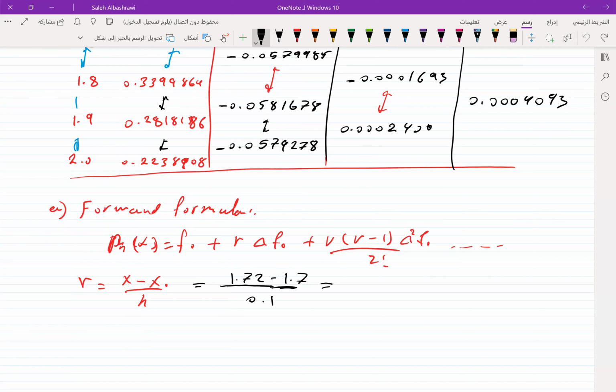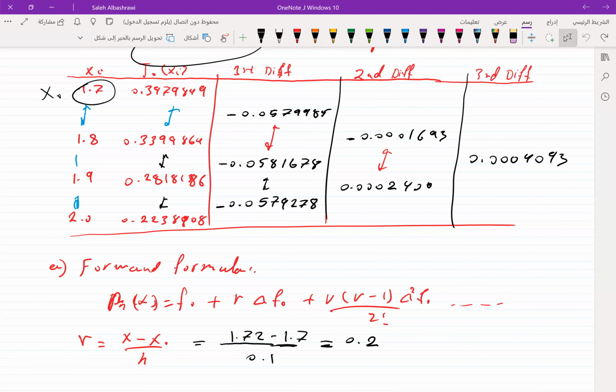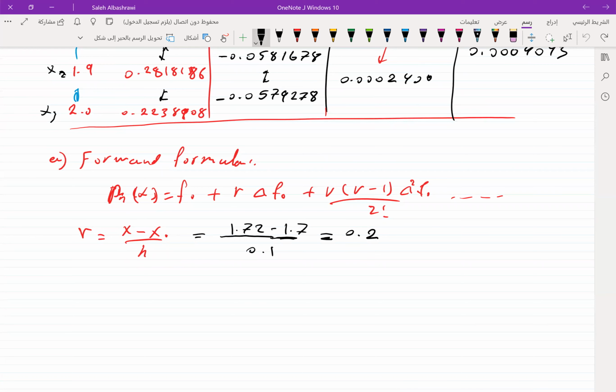Which is equal to 0.2. This is for r. This is x sub 0, x1, x2, and x3. Let's say this is the forward. So the value for g sub 0 of 1.72 is approximated by P n, that is 1.72.